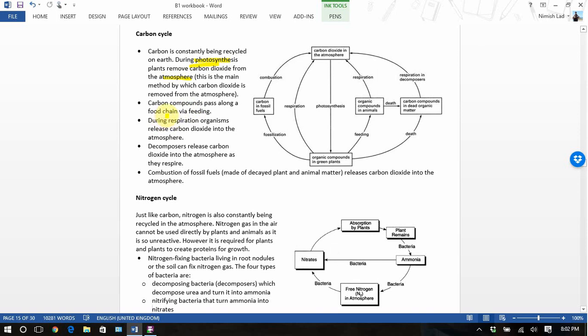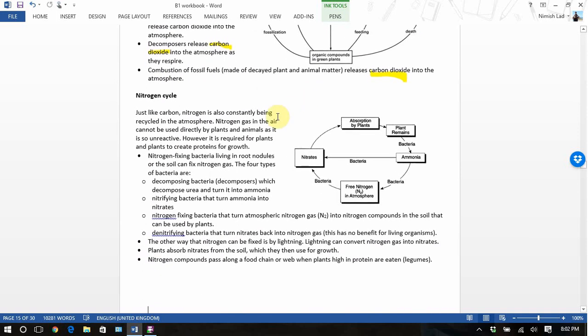So carbon compounds then pass along the chain via feeding. Respiration puts carbon back into the atmosphere as carbon dioxide, decomposers release carbon dioxide into the atmosphere when they respire, and fossil fuels release carbon dioxide when they are being burnt. So look through this diagram, make sure you know all the stores of carbon, the boxes, and all the processes of moving carbon around, the lines.